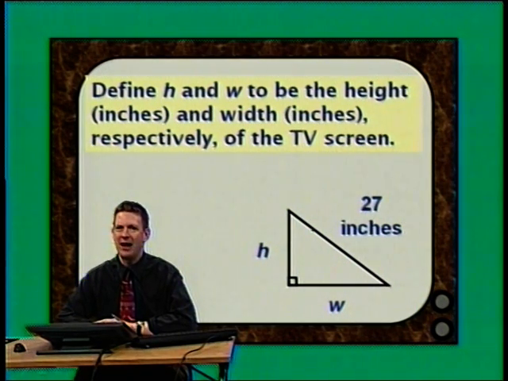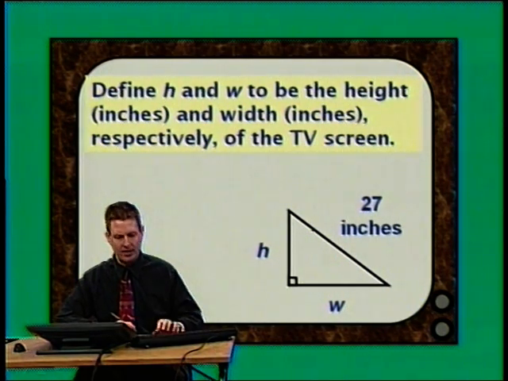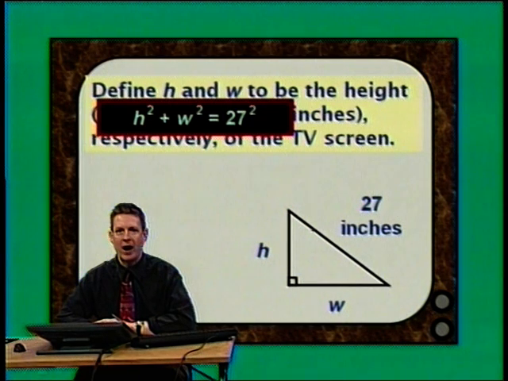And what's the formula I know about right triangles? It's called the Pythagorean theorem. And in this picture, the Pythagorean theorem tells me that h squared plus w squared equals 27 squared. The sum of the squares of the two legs equals the length of the hypotenuse squared. But there's a problem with this equation.